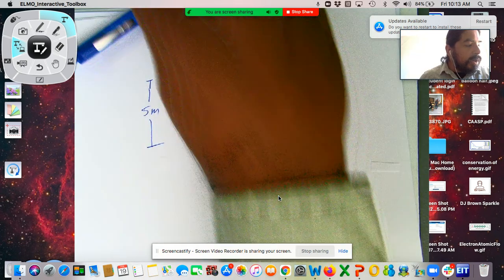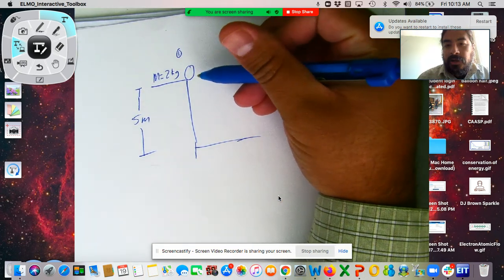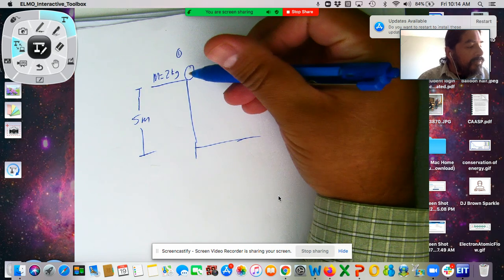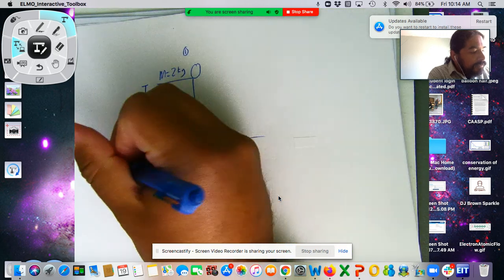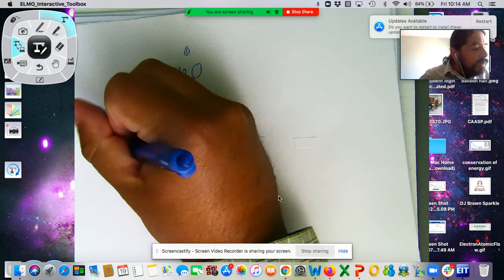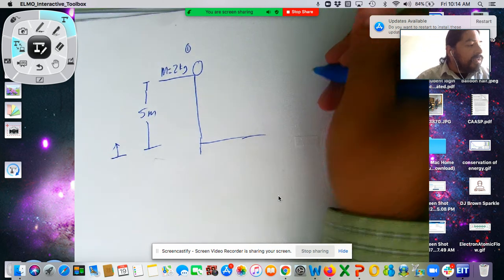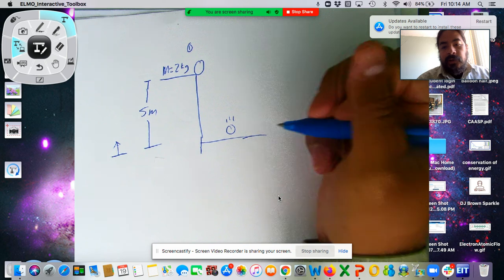All right, what we're looking at here is a rock of mass 2 kilograms that is about 5 meters above ground. I'm going to call this my 0 point right here. I'll call that up or something. What it comes down to is, how fast is it going right before it hits the ground? So right here, right before it hits the ground, how fast is it going to be going?